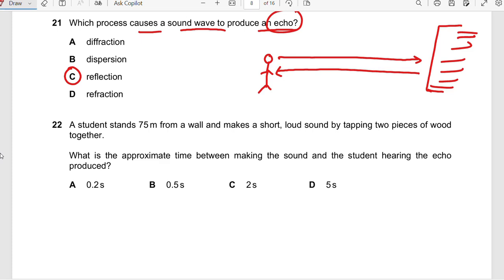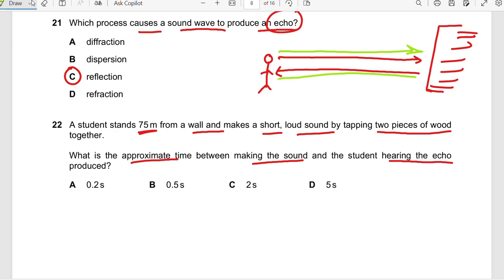Question 22 says a student stands 75 meters from a wall and makes a short loud sound by tapping two pieces of wood together. What is the approximate time between making the sound and the student hearing the echo? So here, let me change the color. The sound will go and come back, right? So it needs a time to go and a time to come back.